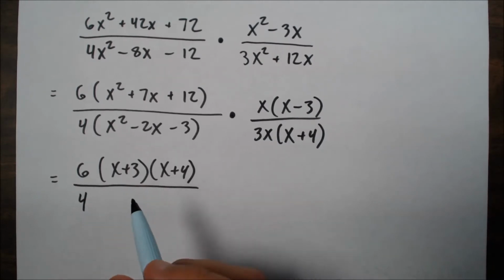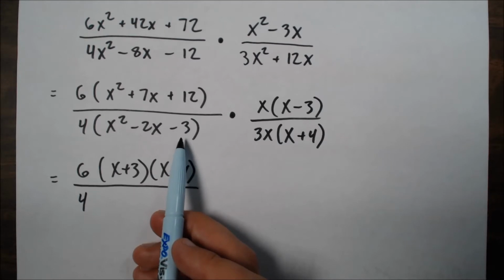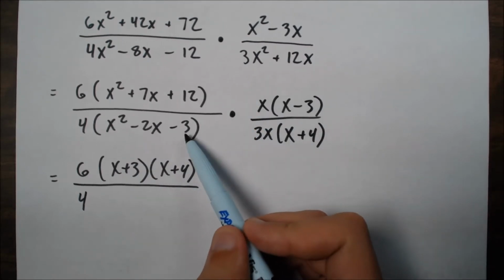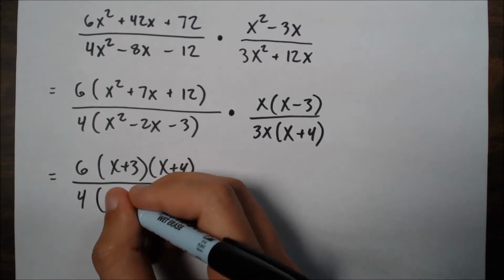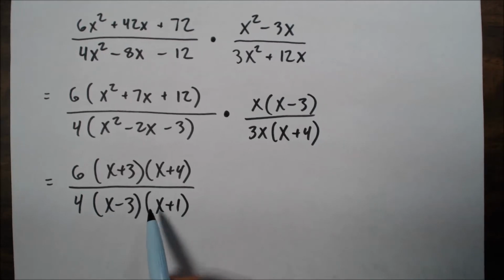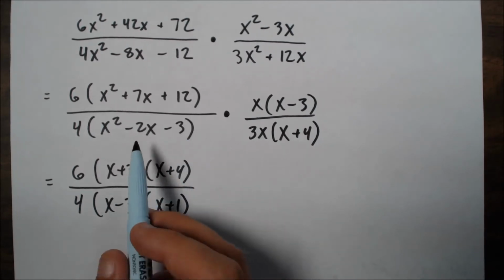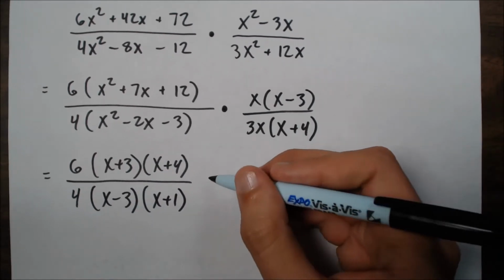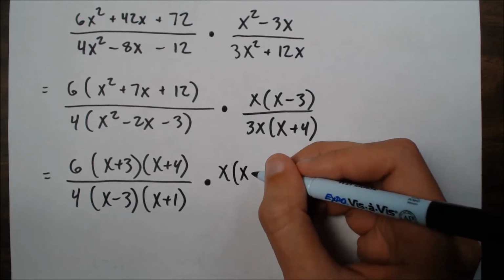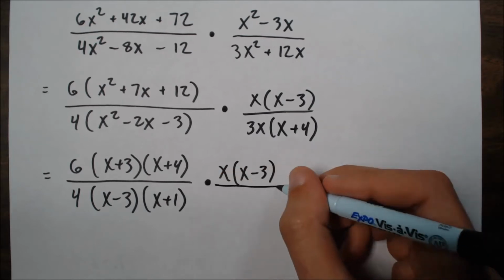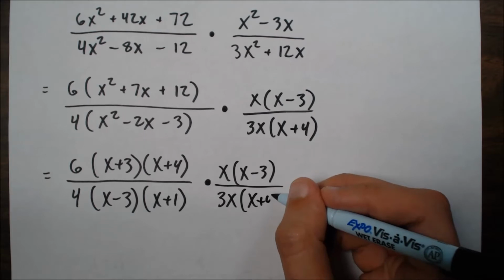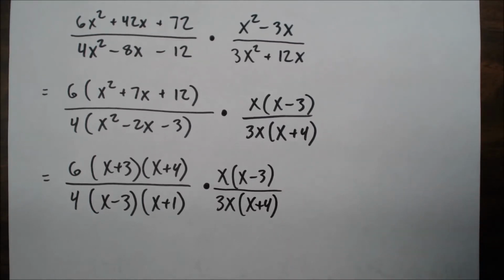And on the bottom, two numbers that multiply to make negative 3 that add up to make negative 2. That's going to be negative 3 and positive 1. They multiply to make negative 3. They add up to make negative 2. So that works. And then we'll write the other side again. So now it's completely factored.